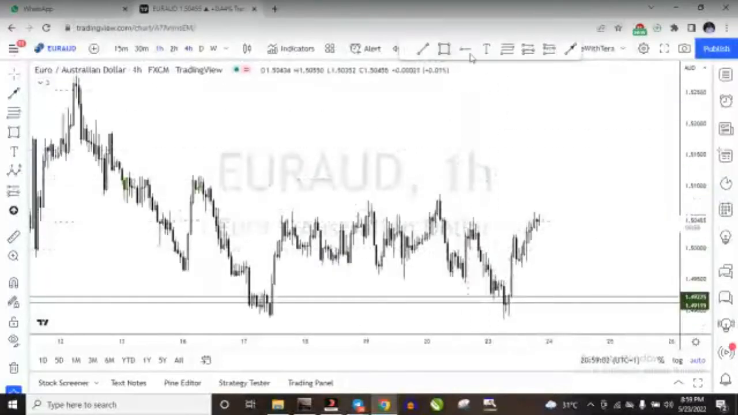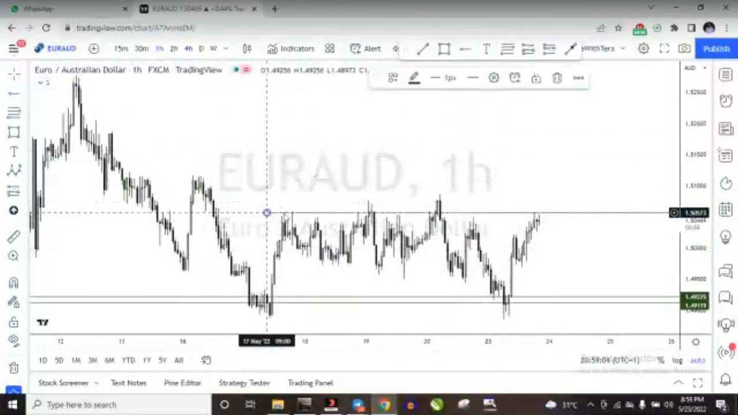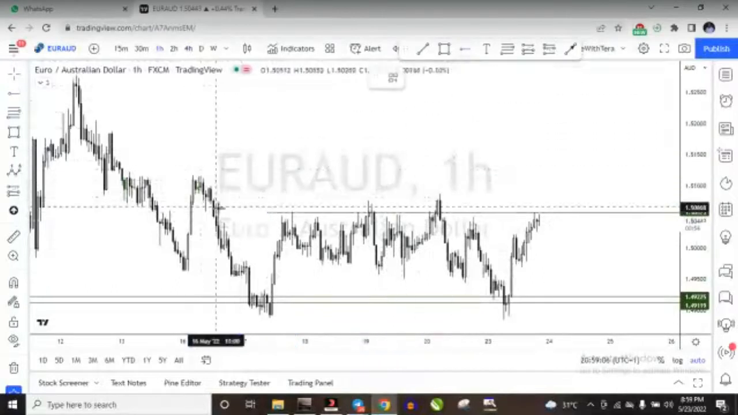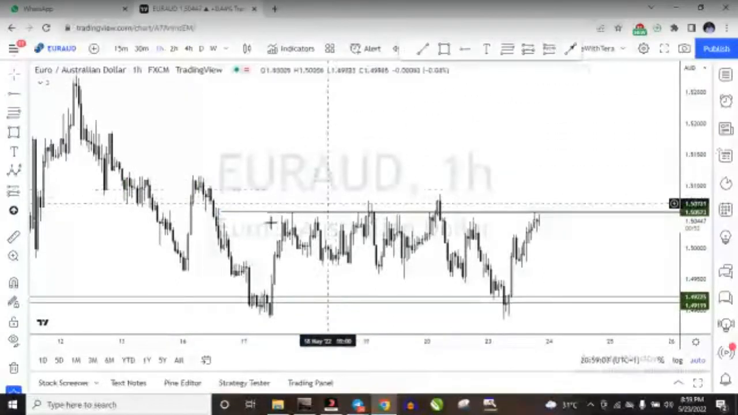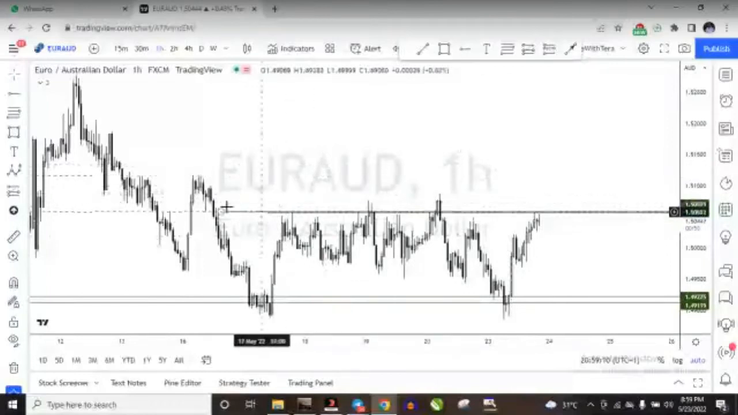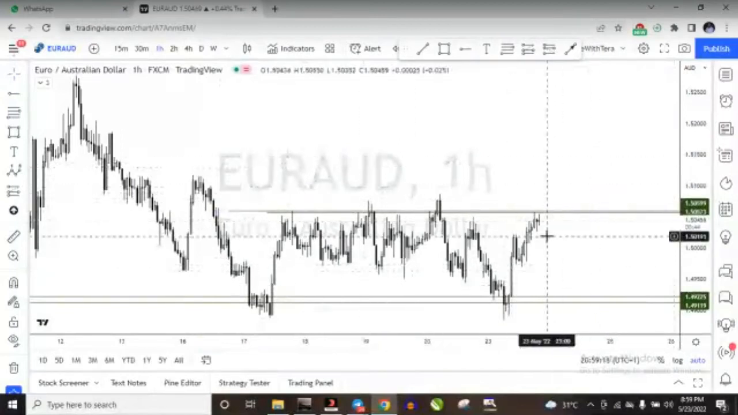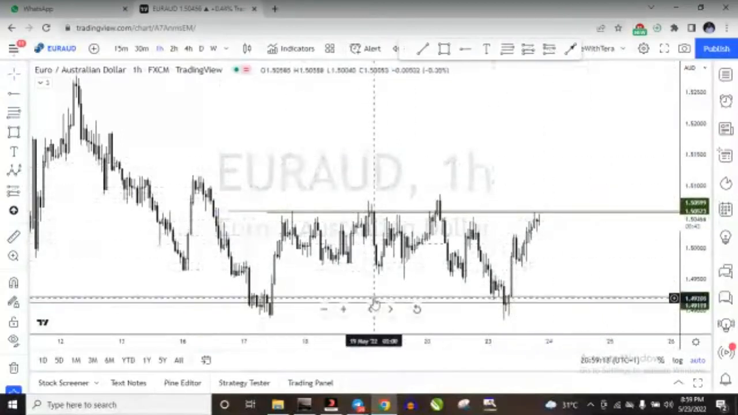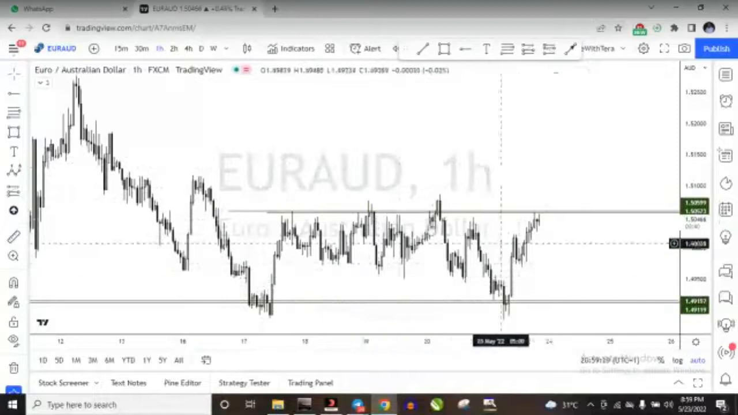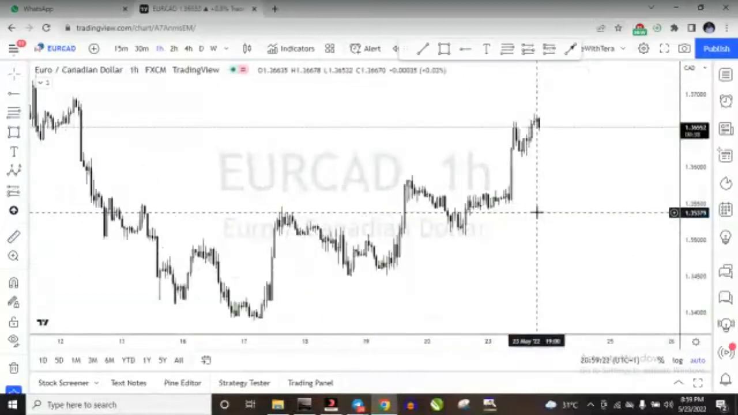How do you find your entry? Don't jump in on a buy right now, because there's going to be a market retest. Can you see that? Let us see the market retest, and then we can continue to buy Euro AUD. As simple as that.